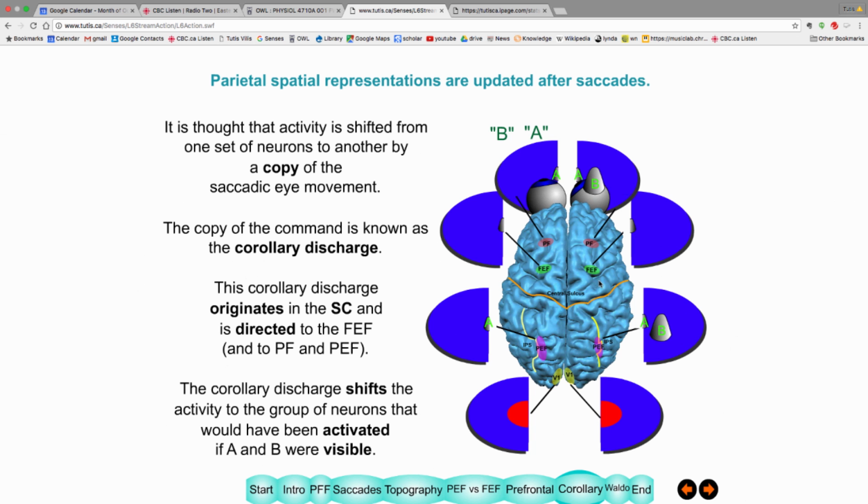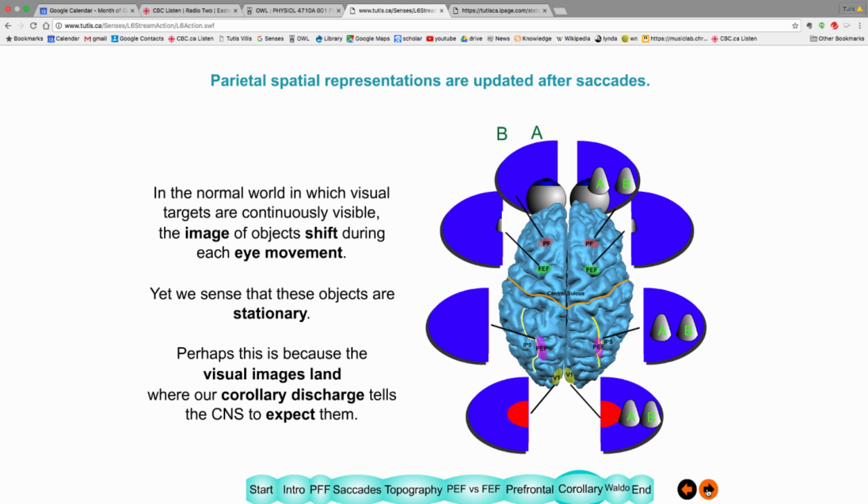Okay, so it moves them in all these positions, in the parietal eye fields and in the frontal eye fields. And so now if you wanted to generate a saccade to B, you could do so because it's moved now to a new location, and you correctly direct the saccade to where it is now. So it moves things to where they would be, were they visible.